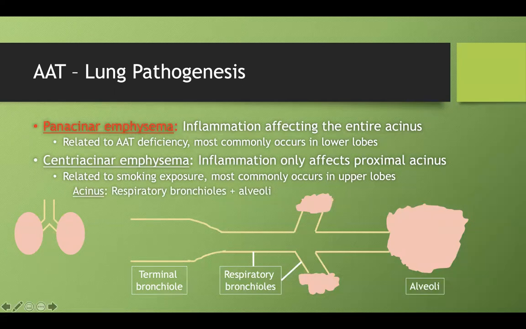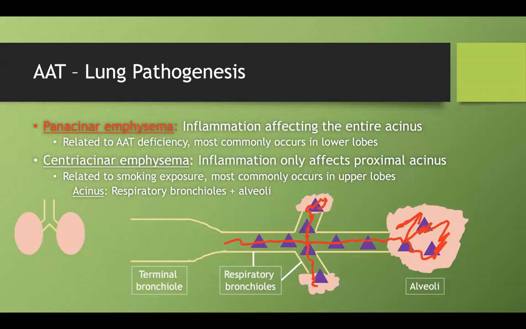In alpha-1 antitrypsin deficiency, you're going to get a pan-acinar emphysema across the entire acinus. That's because these proteases have nothing to counter-regulate them. There's no alpha-1 antitrypsin, which is an antiprotease. There's nothing to stop them from going wherever they want and causing damage. For that reason, you're going to see inflammation and damage across the entire acinus.